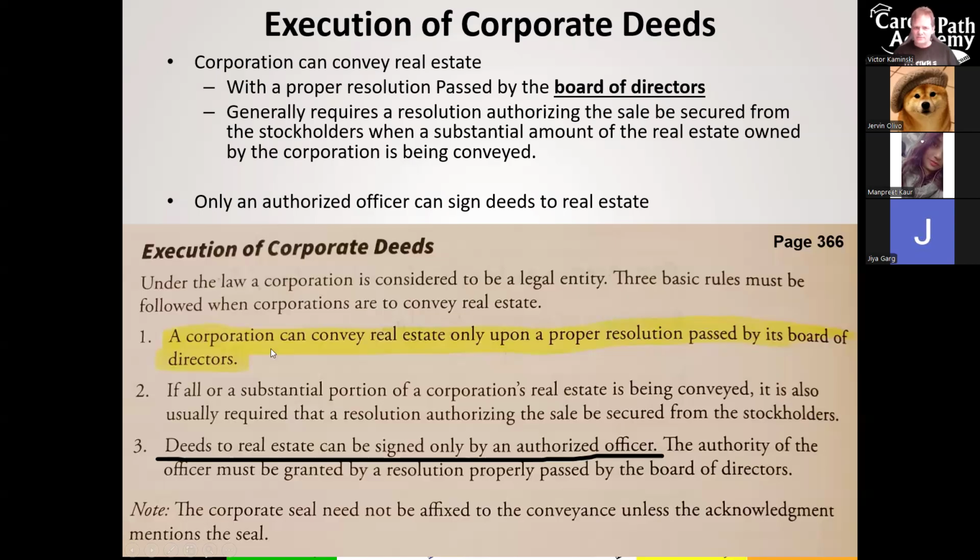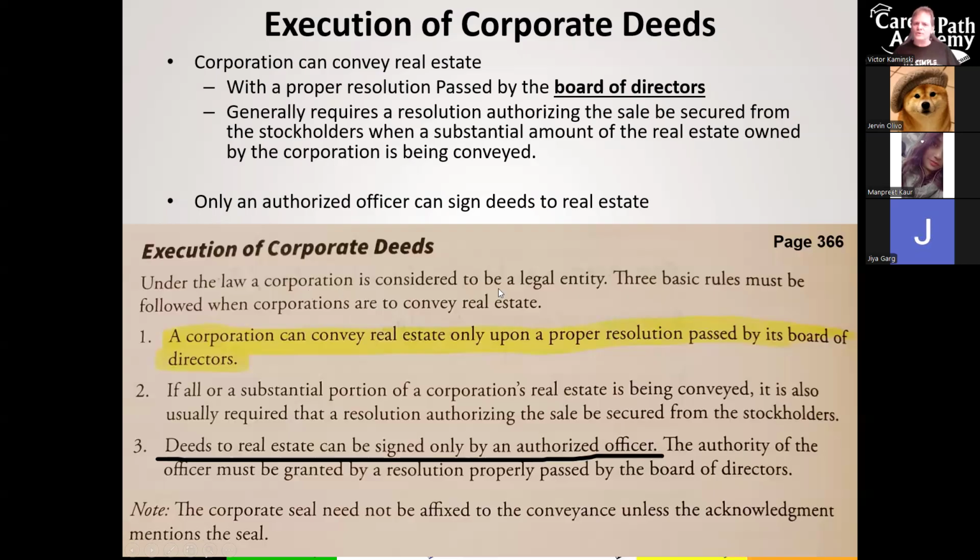So, highlight: a corporation can convey real estate only upon a proper resolution passed by its board of directors. You have to be elected as the authorized officer to act on behalf of the corporation. So you're going to need a document where the board of directors elected you to be that authorized officer, and that would be done in what we call a resolution. A resolution is a document. When they vote on it, they come to a resolution that you're going to be the representative of this corporation. So then that person now has a document showing that they're the authorized representative.